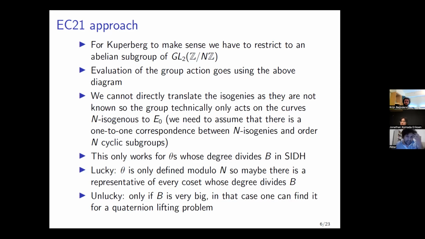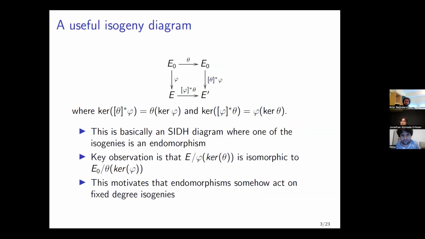Then the main idea, so I have to go back to this very useful diagram, as I always refer to it, and this is where the torsion point information came in. What you want is this end curve E prime. Of course, going this way doesn't really help you, even though you know theta, you don't know the kernel of the isogeny. So this way doesn't help you. What helps you is going the other way.